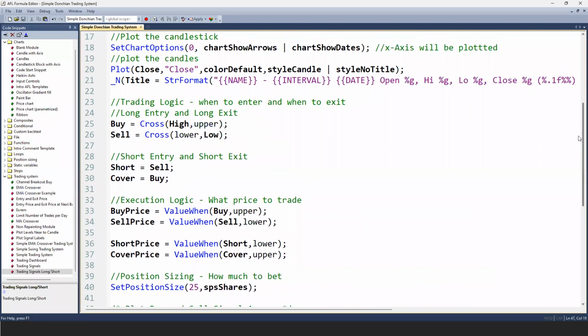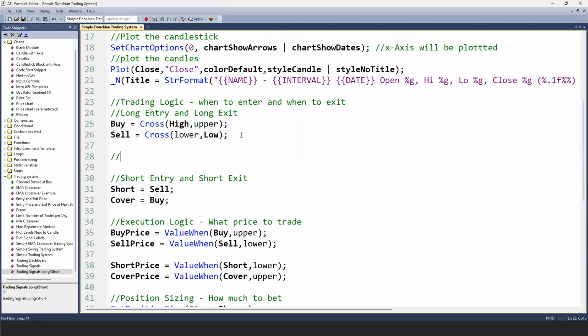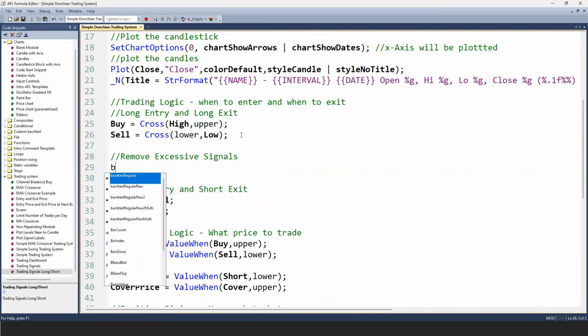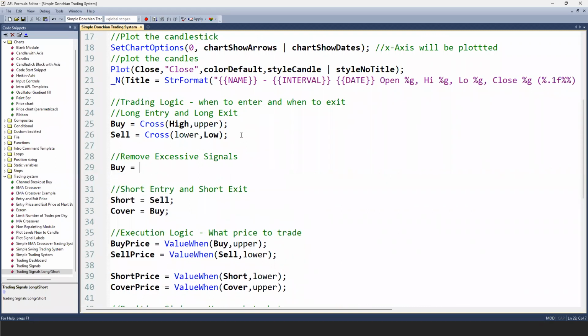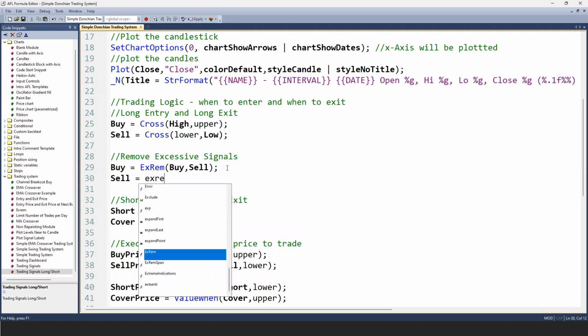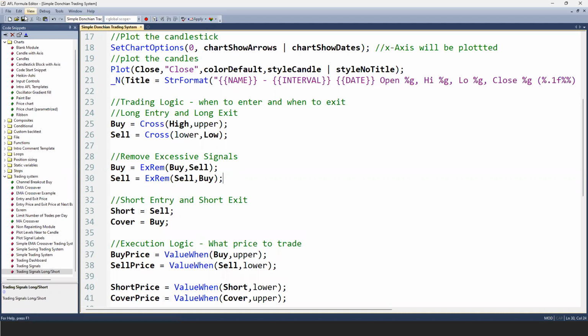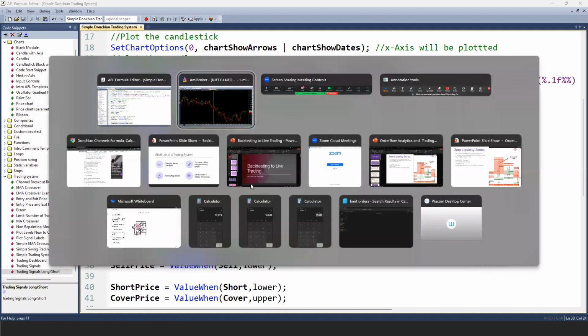So some of the multiple buy and sell, I'm just removing. I'm going to do an XREM over here. I'm going to remove excessive signals. I don't want multiple buy signals. I don't want multiple sell signals. So I'm redefining my buy: I'm going to say my buy equals XREM of buy, comma, sell. This will remove multiple buy signals until the next sell signal happens. Likewise, I'm going to remove the sell signal until the next buy signal happens. That way I'll be able to totally eliminate the excess signals.